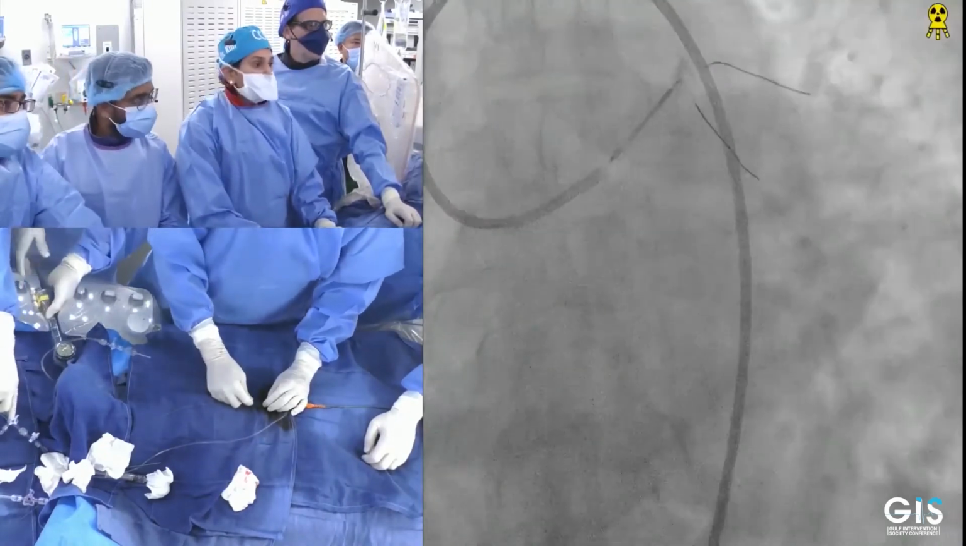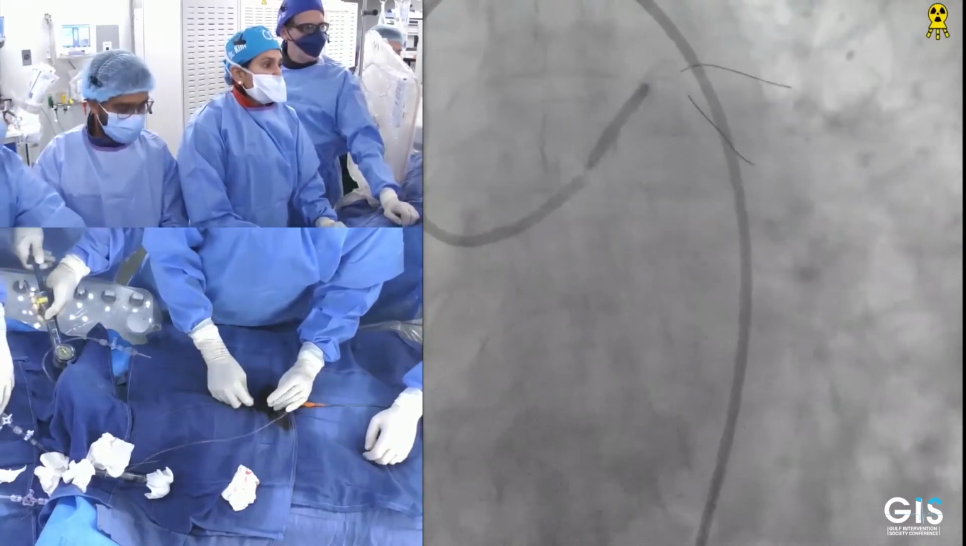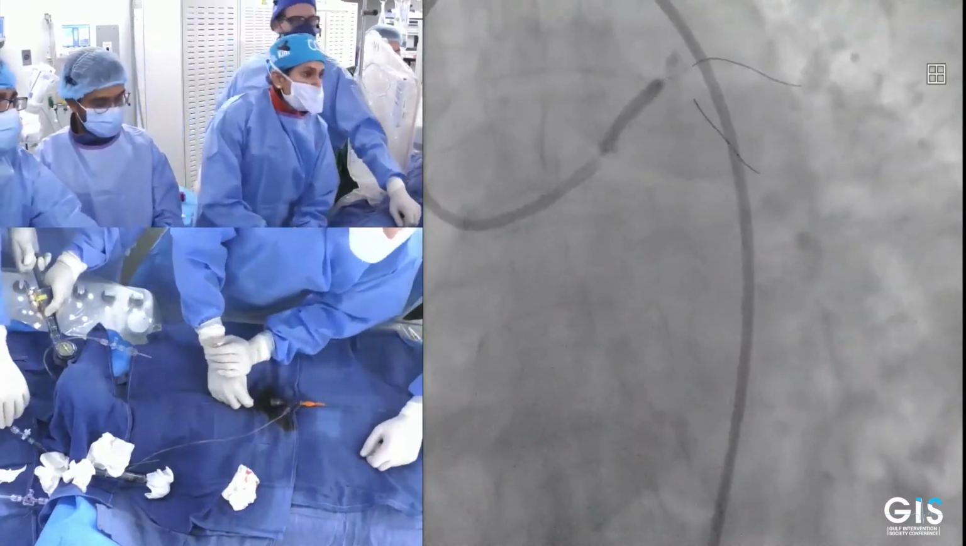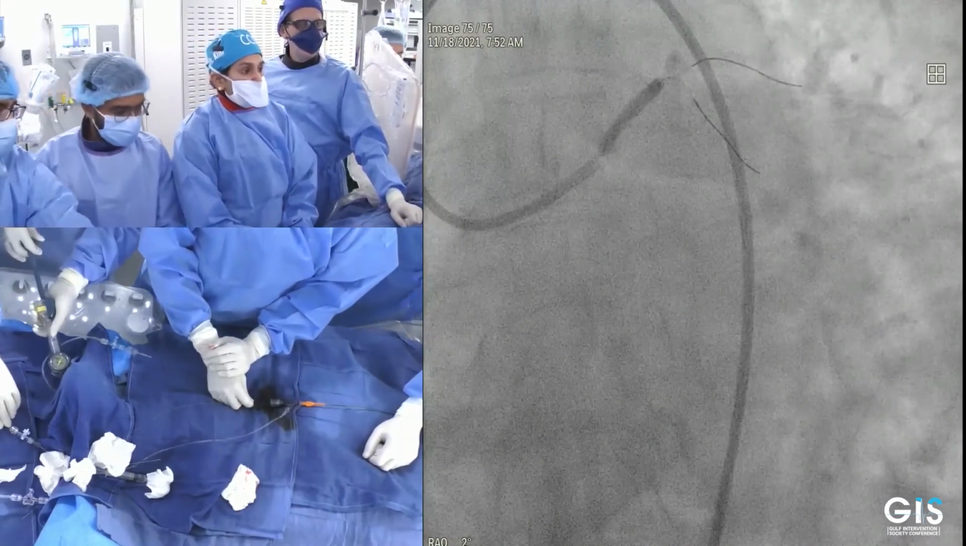We use the OCT also for lengthening of the stent. So did we use it appropriately here, you think, to get that stent? I think they used it, yeah.